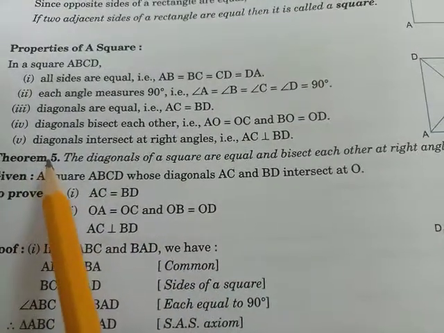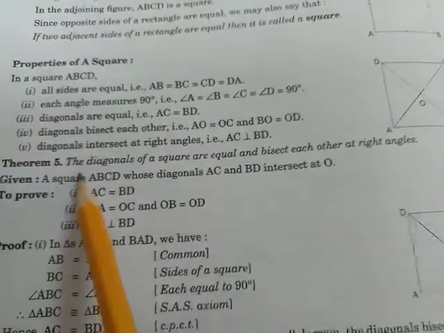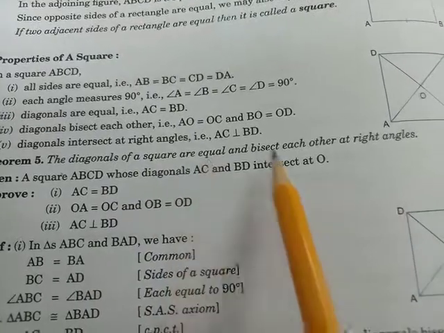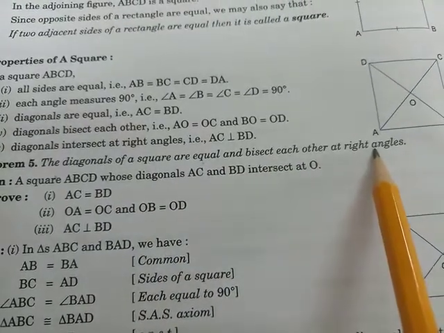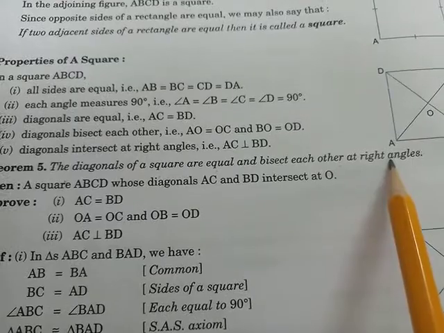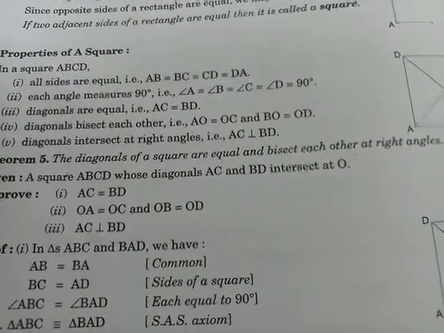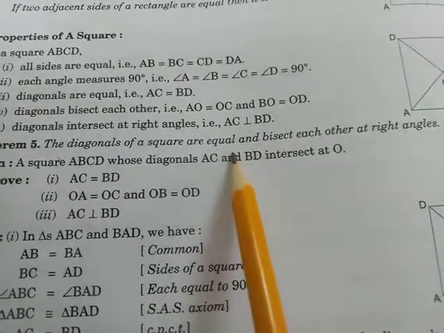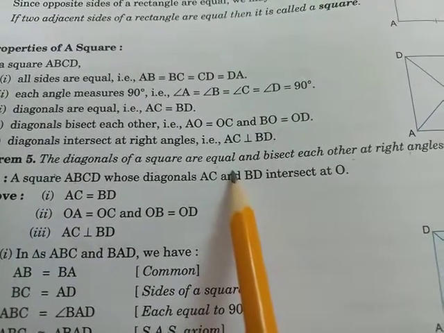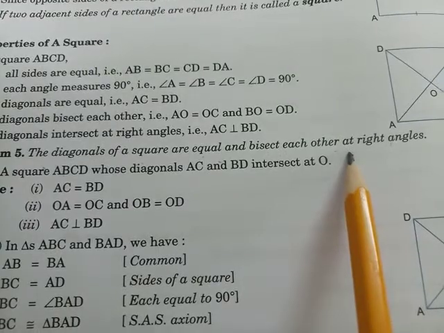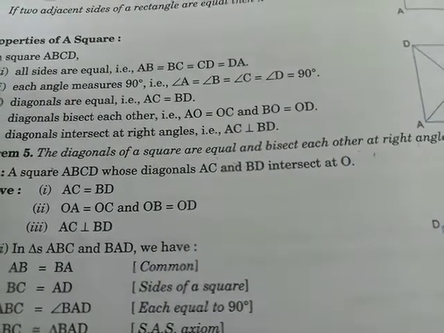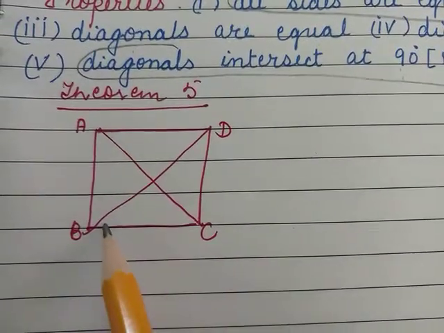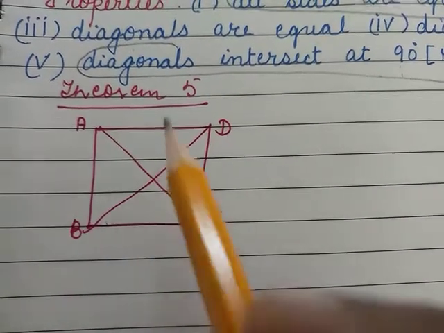Now we learn theorem number 5. Theorem number 5 says the diagonals of a square are equal and bisect each other at right angles. We need to prove them. See, the diagonals of a square are equal, as we proved in theorem number 4. Similarly, we'll prove it in theorem number 5 also, and then we'll prove that they bisect each other at right angles. Let's see its proof.